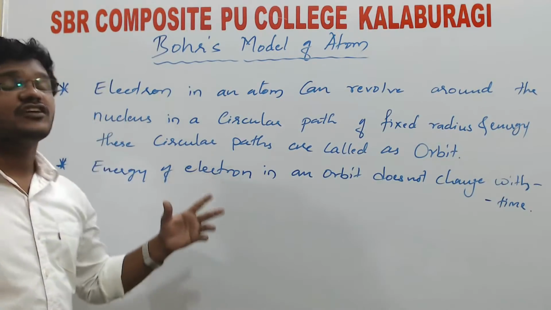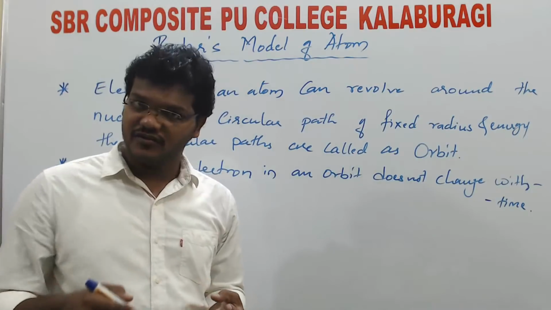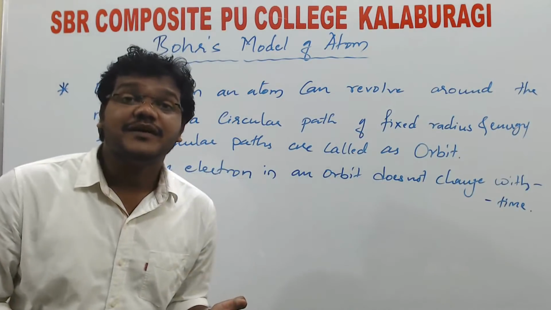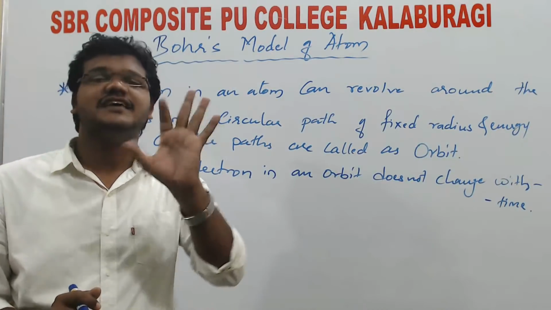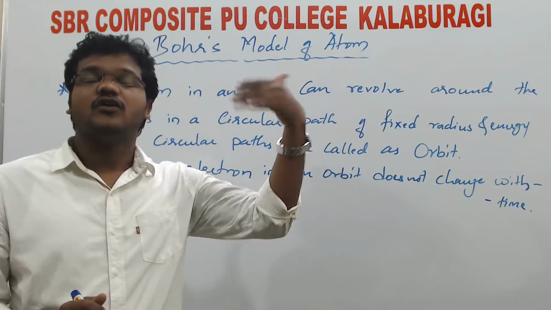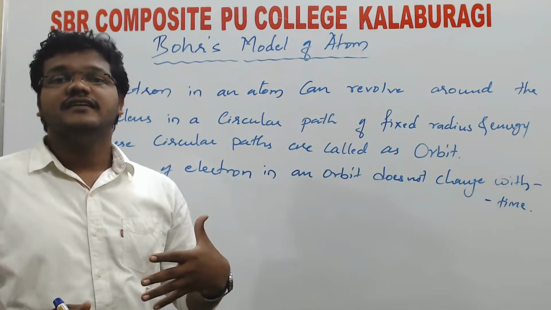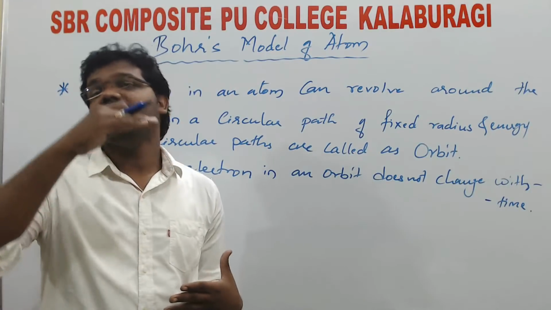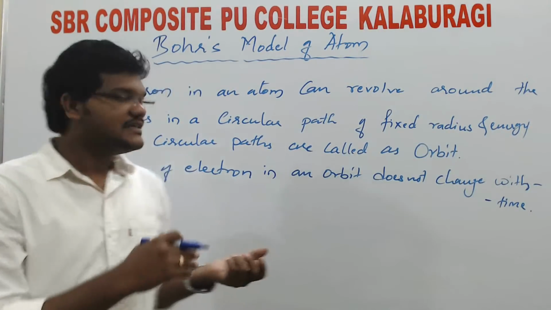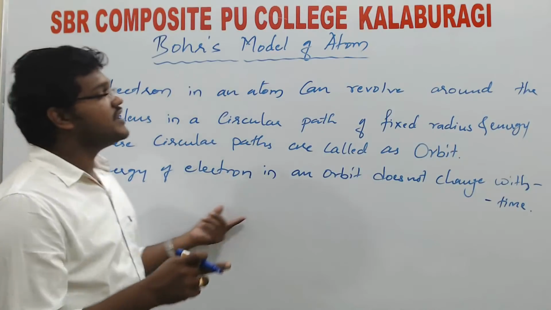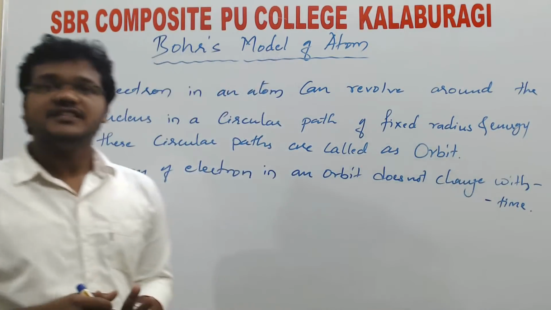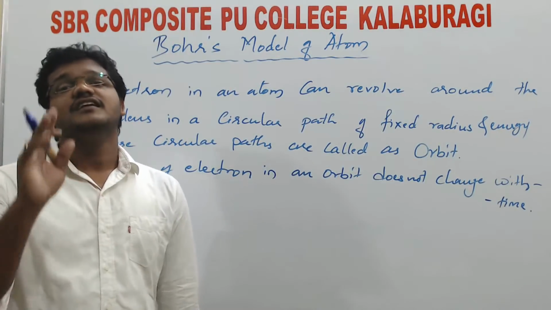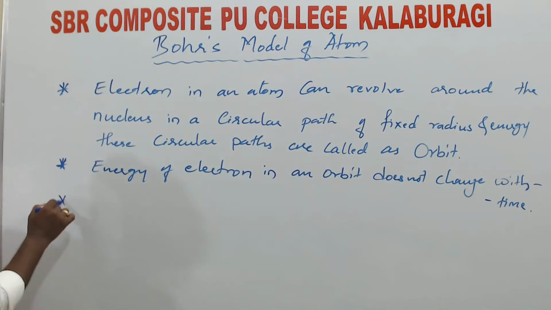The first one was that an electron in an atom can revolve around the nucleus in a circular path, and that circular path is called an orbit, meaning n equals 1, 2, 3 orbits, which are nothing but my shells K, L, M, N. And the next one, energy of an electron in an orbit does not change with time. Then let us go for the third postulate.